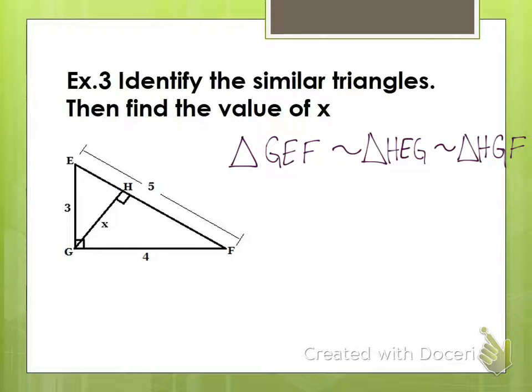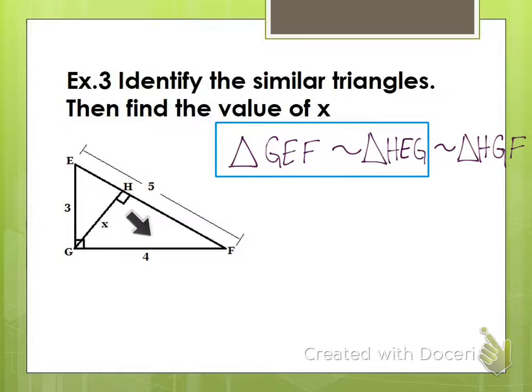There are multiple correct ways of doing this, is what I'm trying to say. So which triangle do you want to focus on? The little one or the slightly bigger one? Somebody loud and proud. Little one. Okay, so we're going to focus on our similarity statement in the front. It doesn't mean you can't use the other triangle back here. We're just not going to focus on it this time.